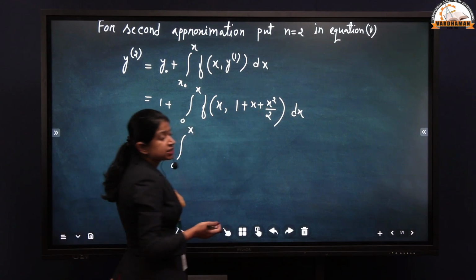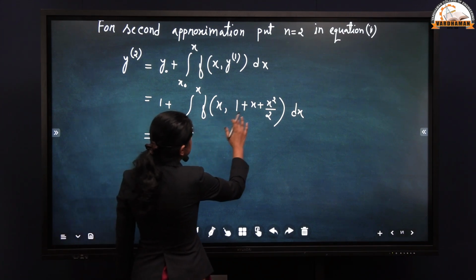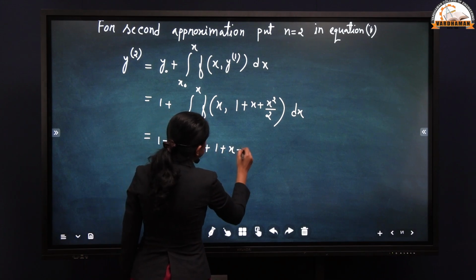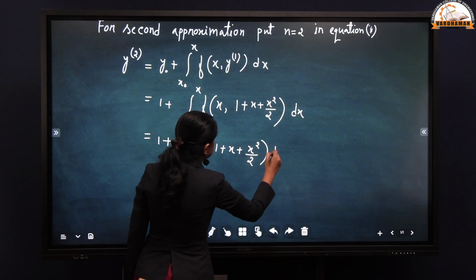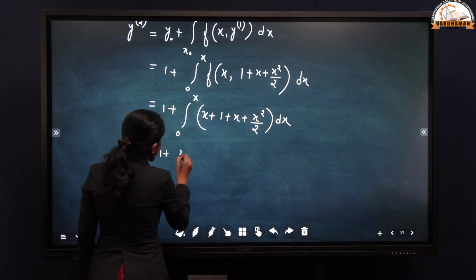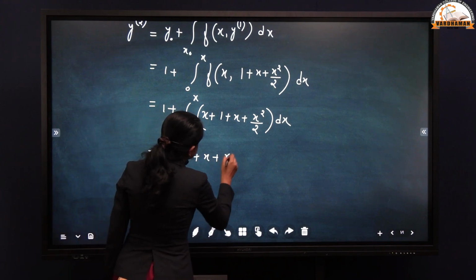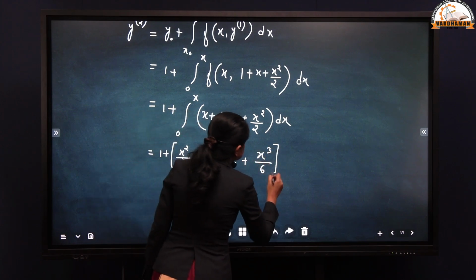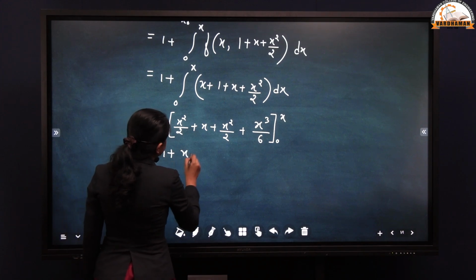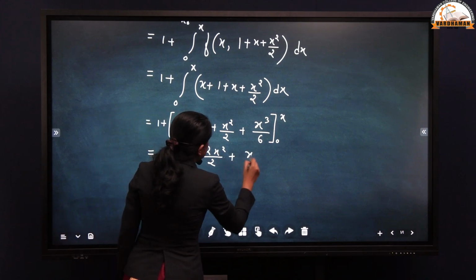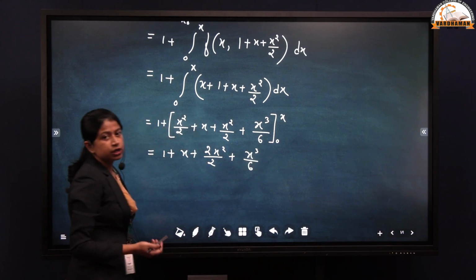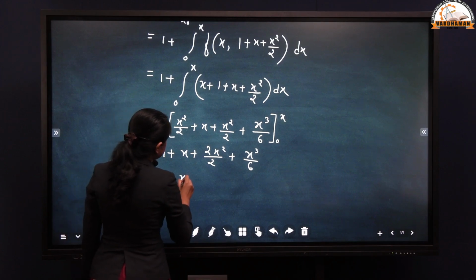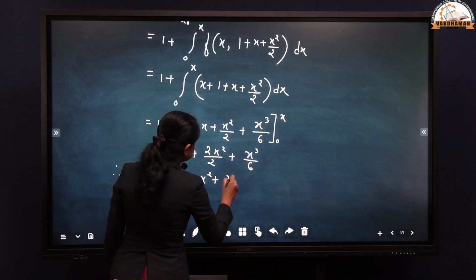So we will get 1 plus the integral from 0 to x of f of x comma y, where f of x comma y is x plus y. So f of x comma 1 plus x square by 2 will be x plus 1 plus x square by 2 dx. Now let us integrate this. We get 1 plus x square by 2 plus x square by 2 plus x cube by 6, and limits are 0 to x. So we will get 1 plus x plus 2x square by 2 plus x cube by 6. If you put 0, it will give you 0. Therefore, the second approximation of y is 1 plus x square plus x cube by 6.